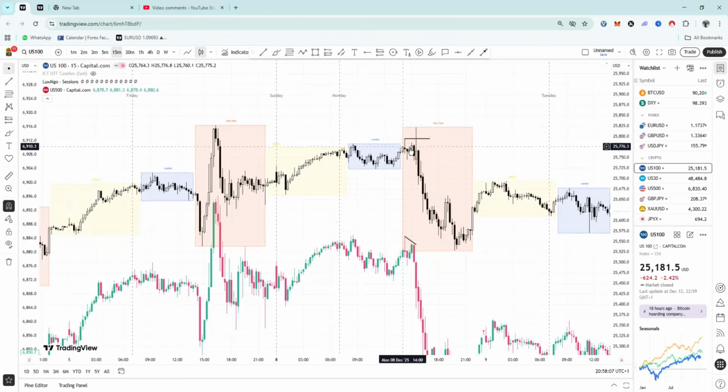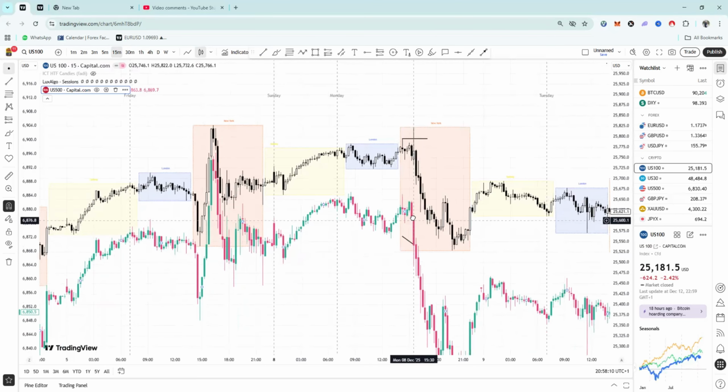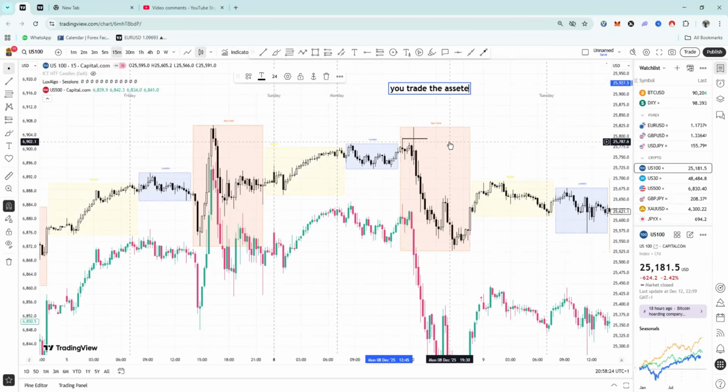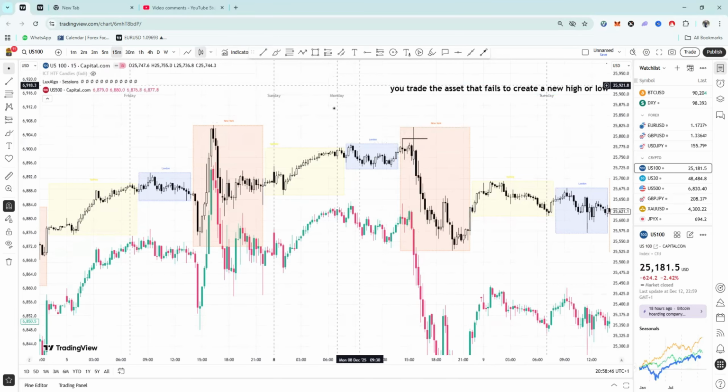So what does that mean? Which one do you choose to trade? You trade the US 500, because the fact that it's showing more weakness shows that it's likely to drop more. Remember, I said you trade the asset that fails to make a swing low or to create a new high or low. It's very important. It's very, very important.